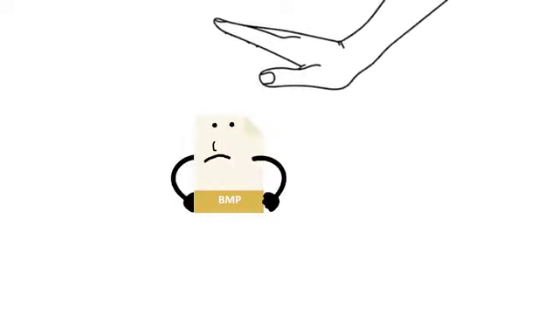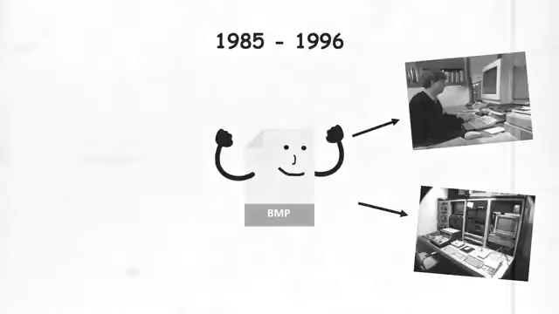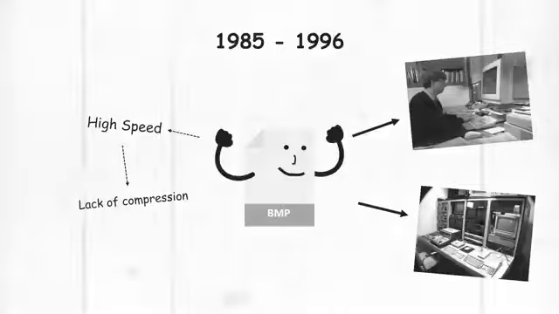Overall, this format is almost no longer used today, and its main use was between the years 1985 and 1996, mostly in programming projects and weak industrial devices, due to the high speed of reading the image content because of the lack of compression.